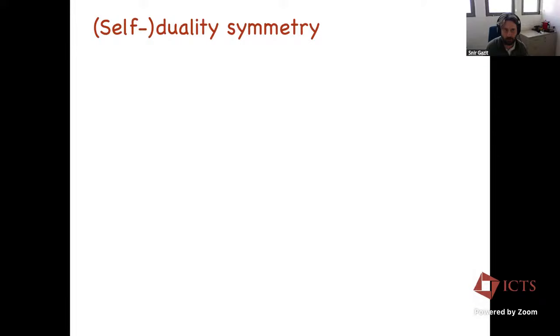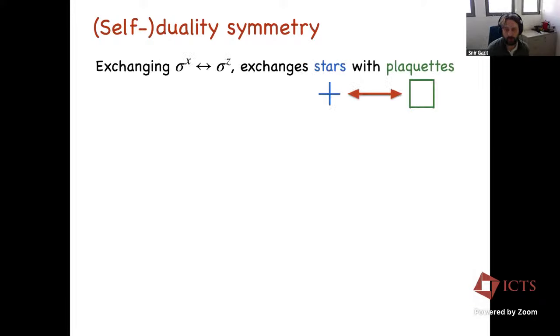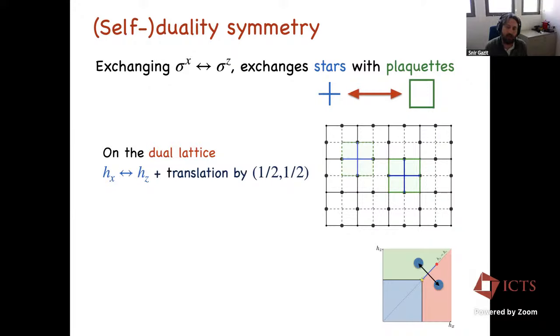And lastly, as I advertised before, one can enrich this structure via a duality argument. So basically, if one exchanges the roles of the sigma x and the sigma z operator, geometrically, we also exchange the stars and plaquettes. So it seems like we ended up at a completely different model. But it turns out this is just a lack of imagination, because the bonds of the direct square lattice are also the bonds of its dual square lattice. And quite nicely, after a simple visual inspection plotted here, you can see that the roles of the stars and the plaquettes are interchanged between the direct and dual lattice.